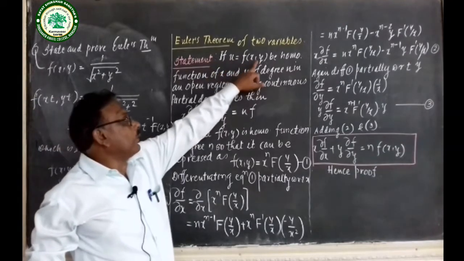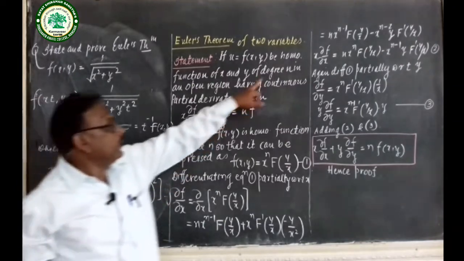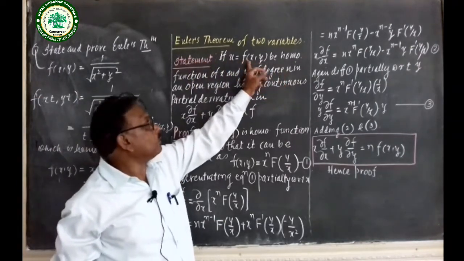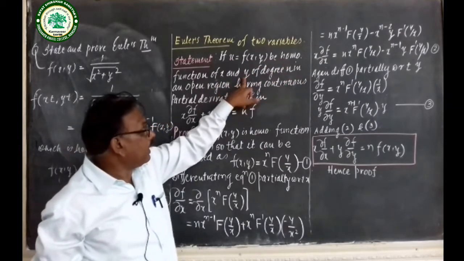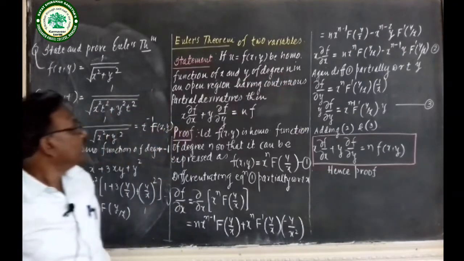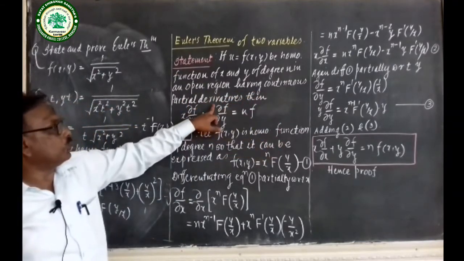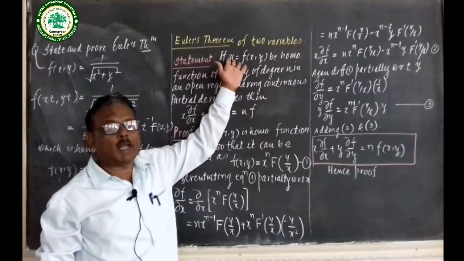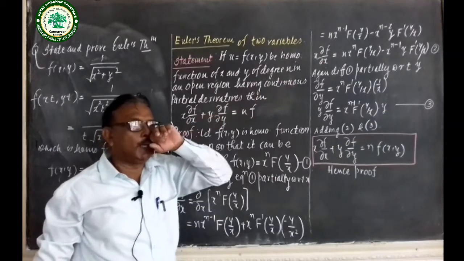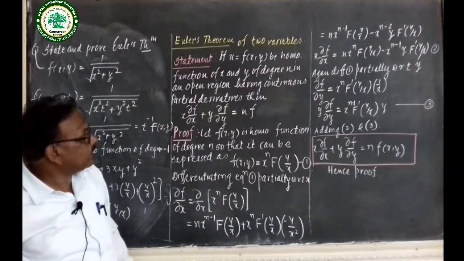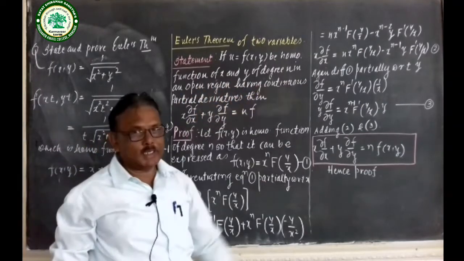If u is equal to f(x,y) be a homogeneous function of x and y of degree n in an open region, having continuous partial derivatives. That means it should be differentiable n times. As it is having degree n, then it is differentiable n times. Partially differentiable. It is continuous as well as its partial derivatives are existing.